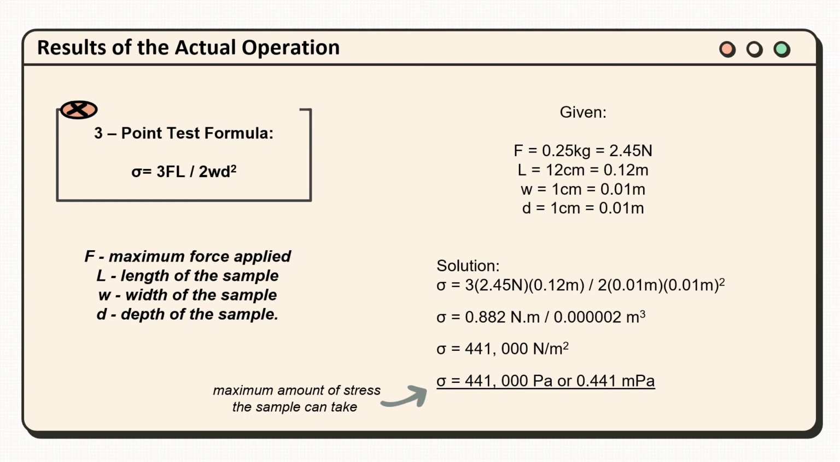Now let's get the results for our actual operation. We have here the given. The maximum force applied is 0.25 kilogram, which is 2.45 in Newton. The length of the sample is 12 centimeters, which is 0.12 in meter, and our width and depth of the sample is 1 centimeter, which is 0.01 in meter. So we now use the 3-point test formula, and we plug in those given. And so we get 441,000 pascals or 0.441 megapascals. So this is the maximum amount of stress our sample specimen can take.